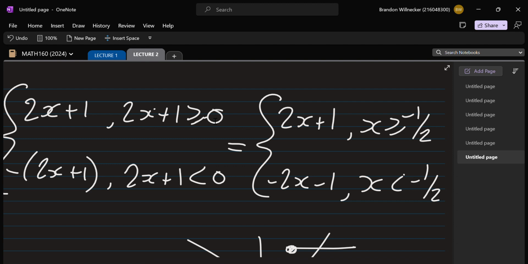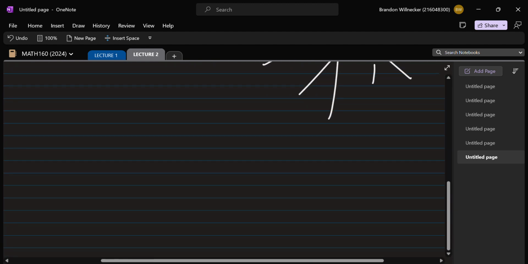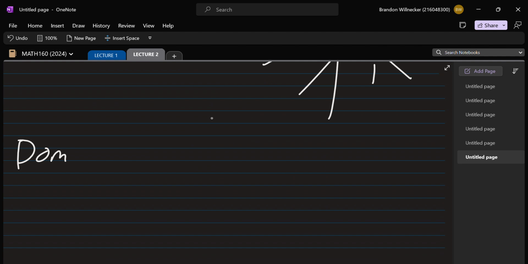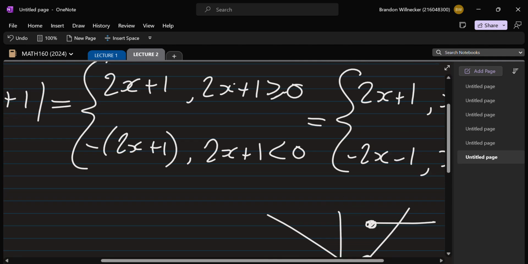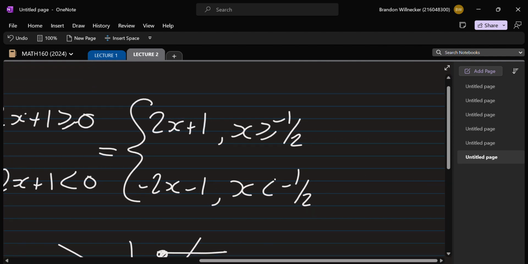Make sense for that part? Okay, same thing for the lower bit. 2x plus 1 less than 0. We want to find the x values. That gives us the domain. Again, a little bit of rearranging, we get x less than minus a half. Okay, so we can write this as intervals. So what is the domain for the first bit? It's everything after minus a half, including minus a half.